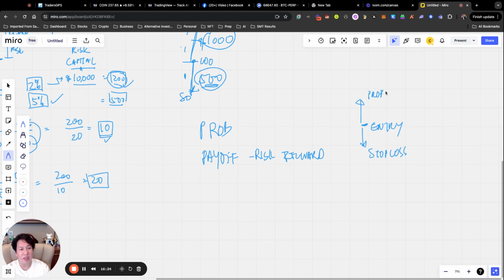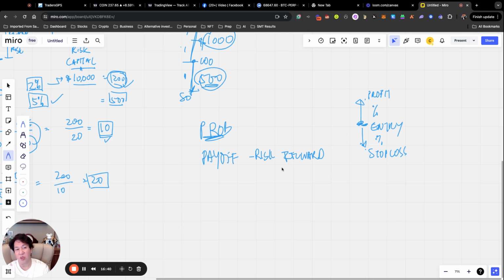Okay, so what is the percentage probability? There must be a probability percentage. Hopefully you have a strategy that has a higher probability. That means once you enter, the chance of it going to target is higher than the chance of it going to stop loss. That is what we call probability.